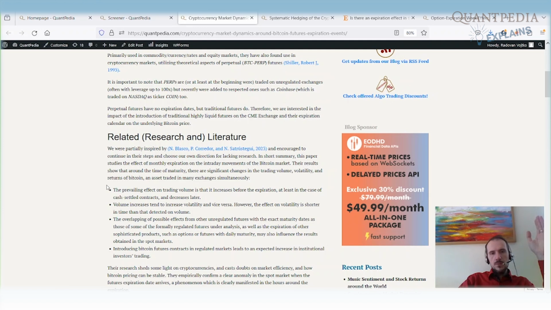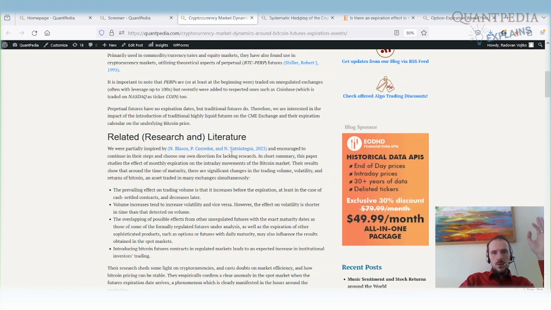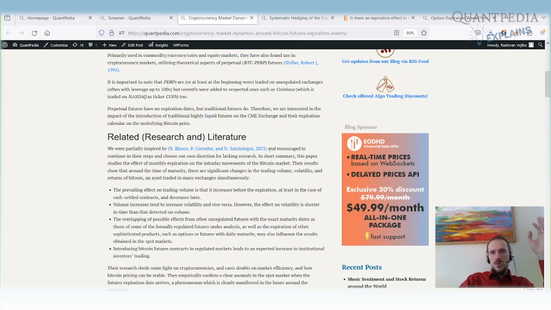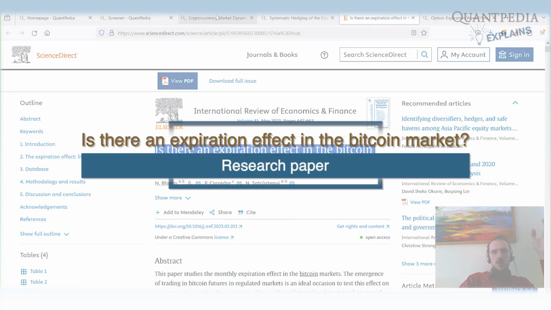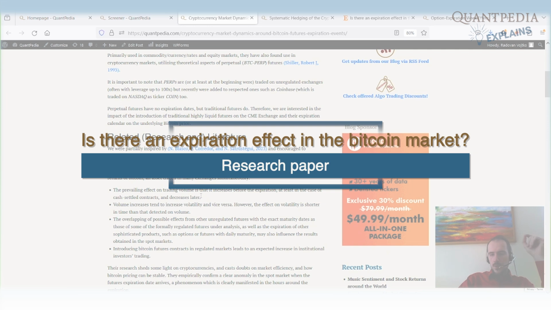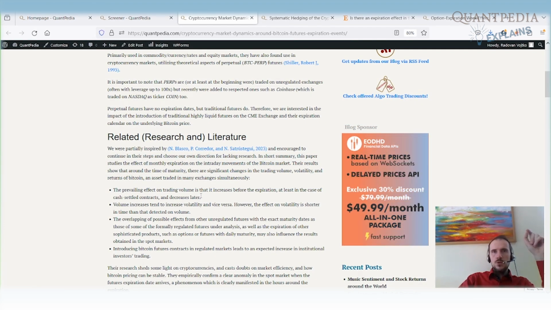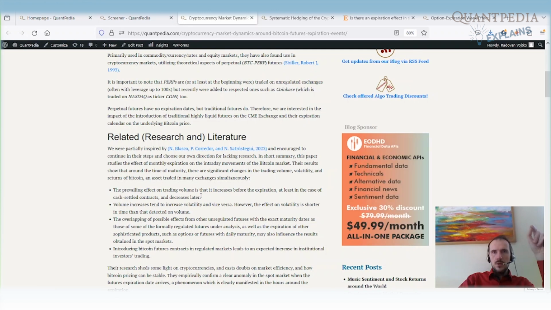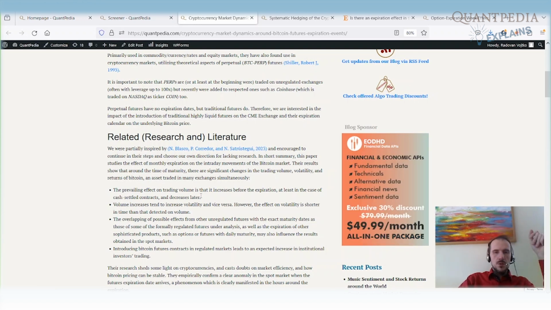Our research is partly inspired by the paper written by Blasco, Corredor and Satrustegay in 2023. The research is called "Is there an expiration effect in the Bitcoin market?" The research paper is about the impact of the hour when the Bitcoin futures on the regulated market expire. So what is the price action a few hours before that expiration and a few hours after that expiration? It's a paper that deals with the intraday trading.